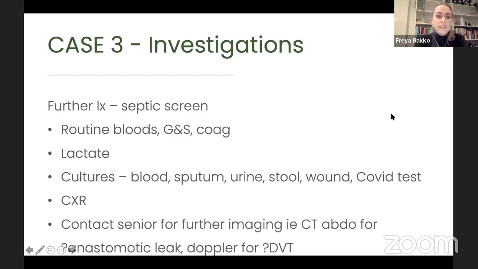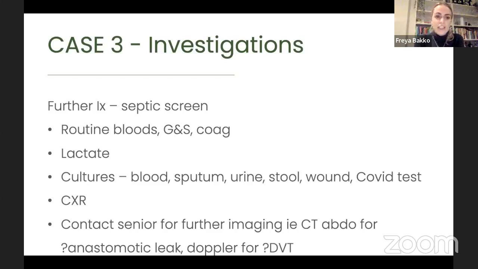So with any patient who's spiking a temperature, especially a post-operative patient who's undergone surgery and has cannulas and several sources of infection that are possible, you want to do a full septic screen. So we mentioned some of the bedside investigations you can do, and make sure you send off a group and save and a coag, because this is a surgical patient. You want to do cultures, including blood, sputum, urine, stool, wound, and in this day and age, you want to do a COVID test as well.